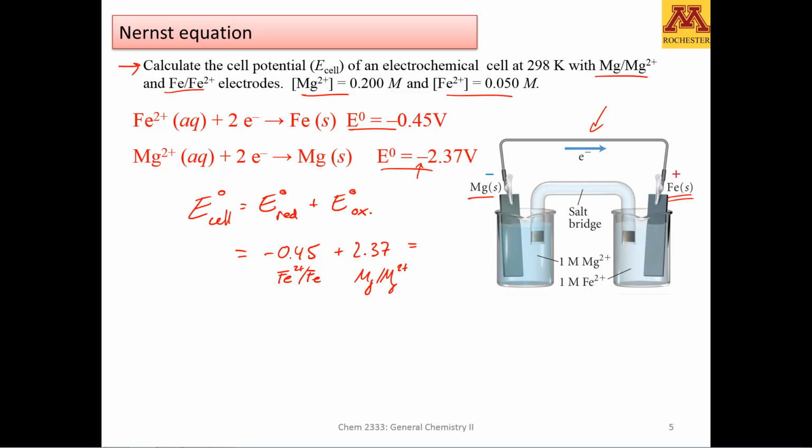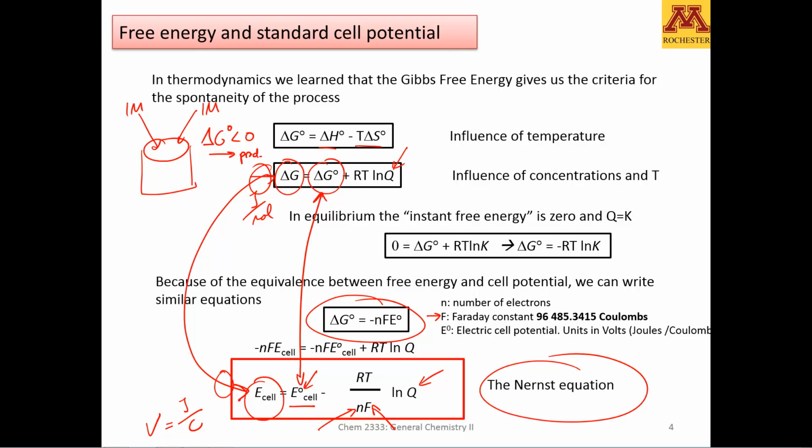Okay, this will give 1 point, if I'm not mistaken, 1.90, let me see, it should be 92, right? Is that correct? I'll check your calculators, but it should be something around like that. Definitely positive. Okay, so the cell potential is 1.92, and now let's remember the Nernst equation right here.